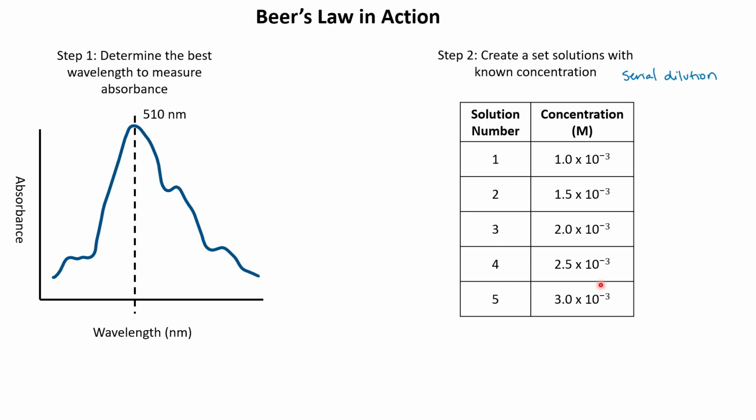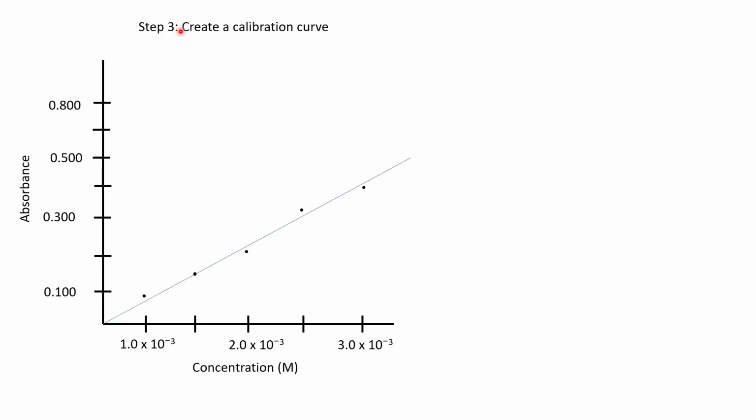So again, ideally, you want your unknown to lie somewhere in the middle of all of your concentrations of your knowns. And if you're doing this in a general chemistry lab, either in high school or college, your instructor will give you the proper range to determine your unknown. Okay, so let's move on to step 3 here.